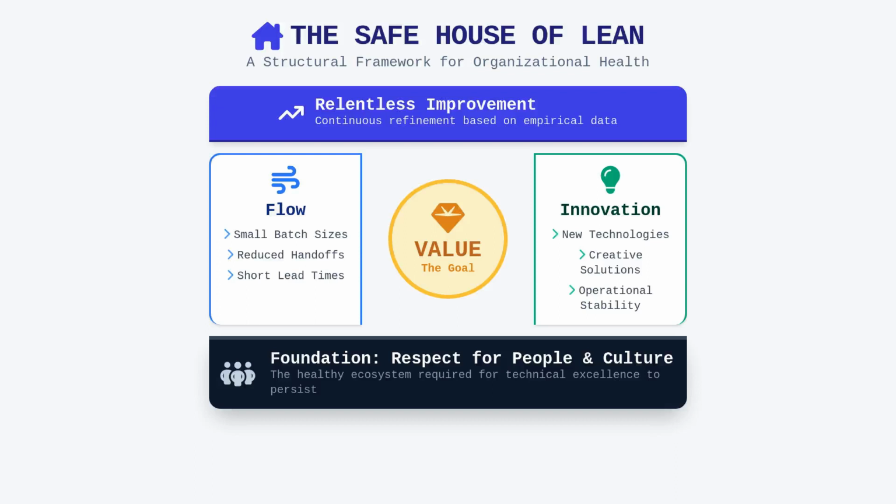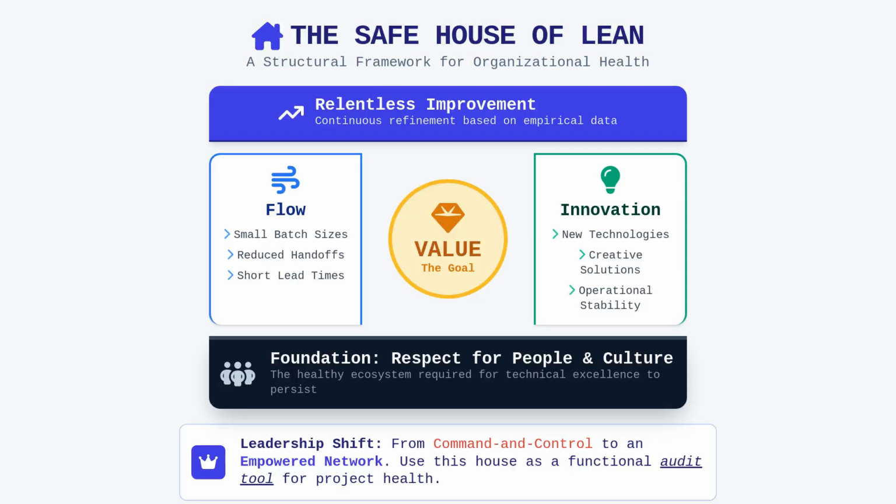Leaders are responsible for these pillars. They must model these behaviors for the organizational culture to shift from a traditional command and control hierarchy to a modern, empowered network. This model is not a theory to be memorized, but a functional tool for auditing the health of your current Agile release, portfolio, or individual project teams.